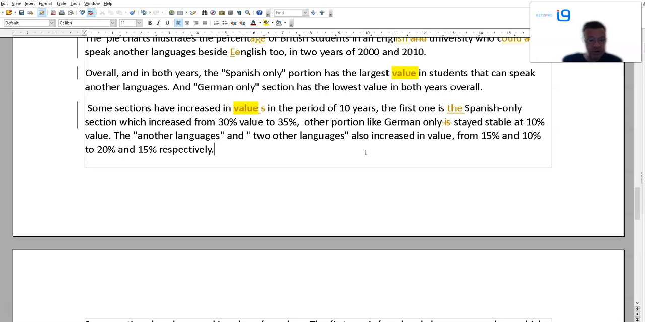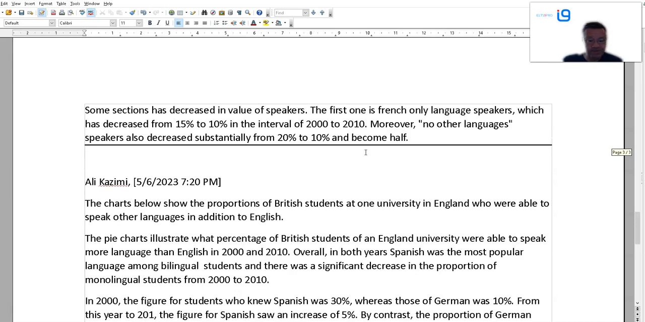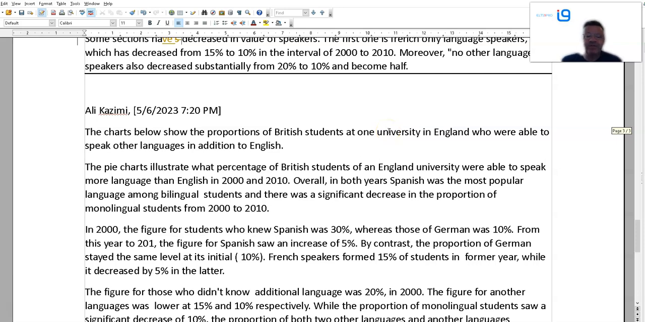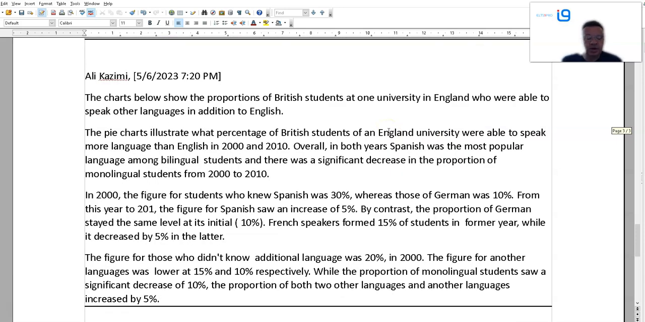So, not too bad, but again, organization has, some sections have decreased in value. So, right. Again, you need to be clear. You need to, like in my sample, have a logical structure. If you don't have it, it's going to be very difficult for the reader to follow.